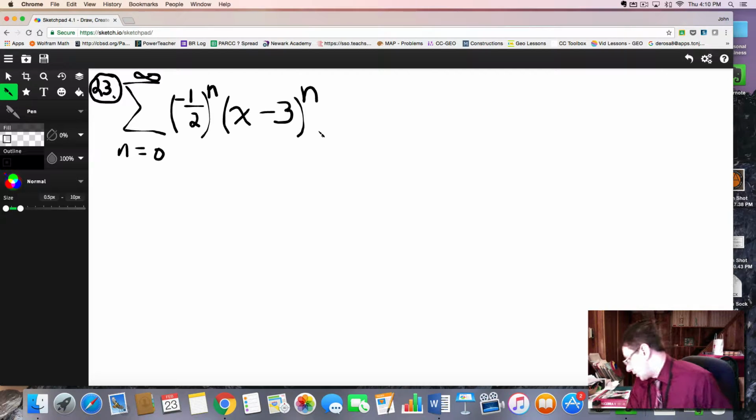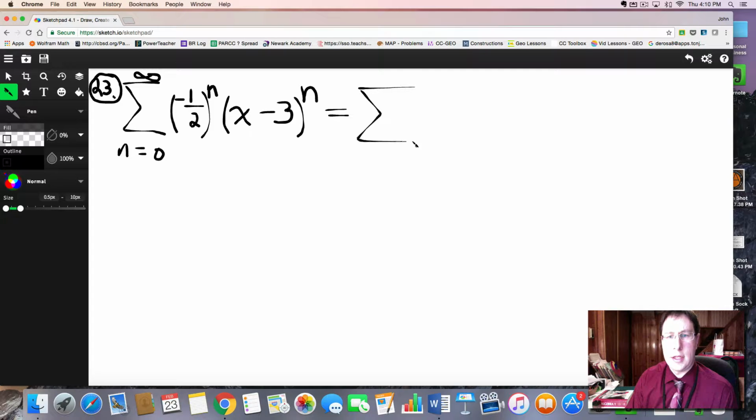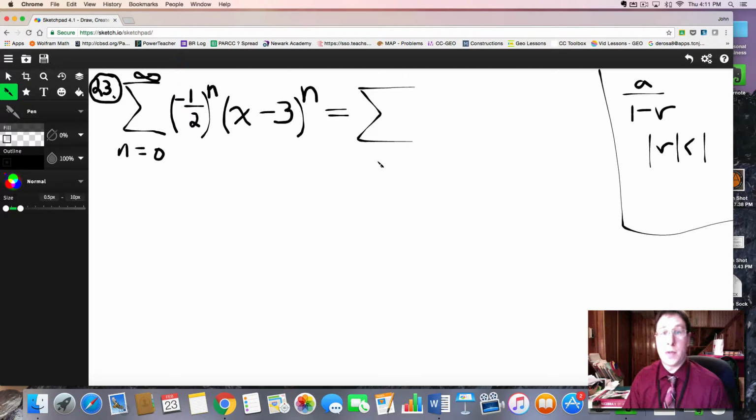So for number 23, they say, find the interval of convergence for the geometric series. And I didn't do a precise example like this in class. You can look back in the section for more information, but I wanted to give you some groundwork. We know that a geometric series converges to a over 1 minus r, provided that the absolute value of r is less than 1. And that's really the guiding principle behind all problems like this that can be represented with geometric series.